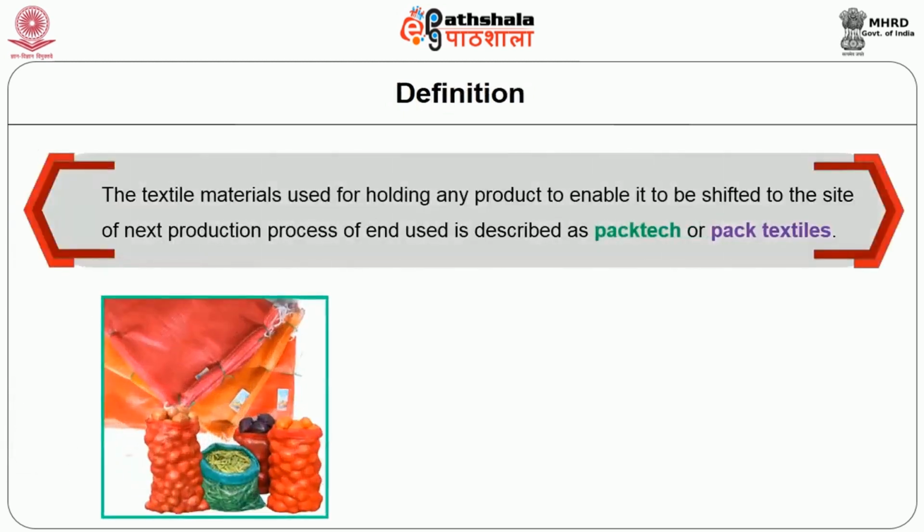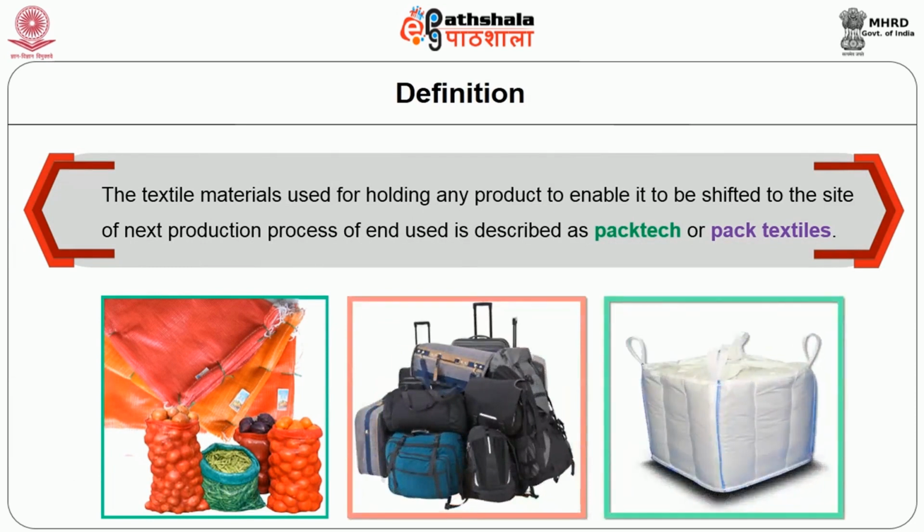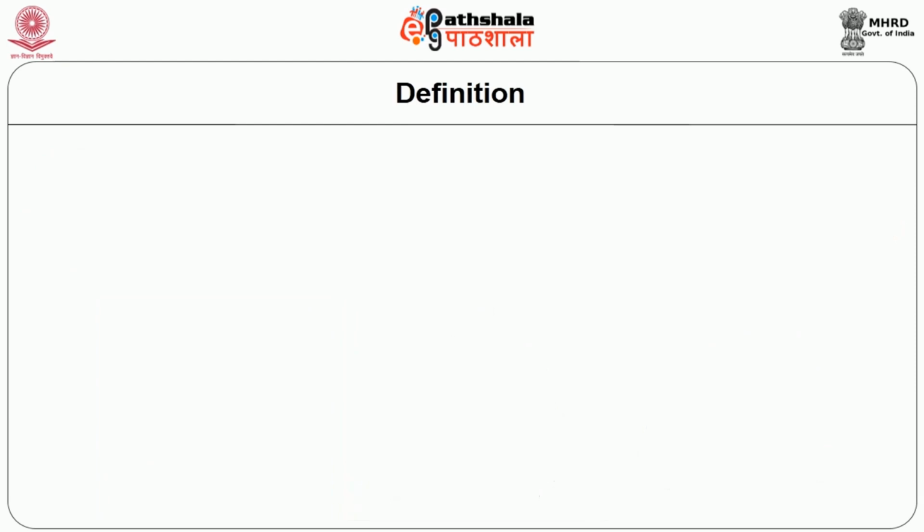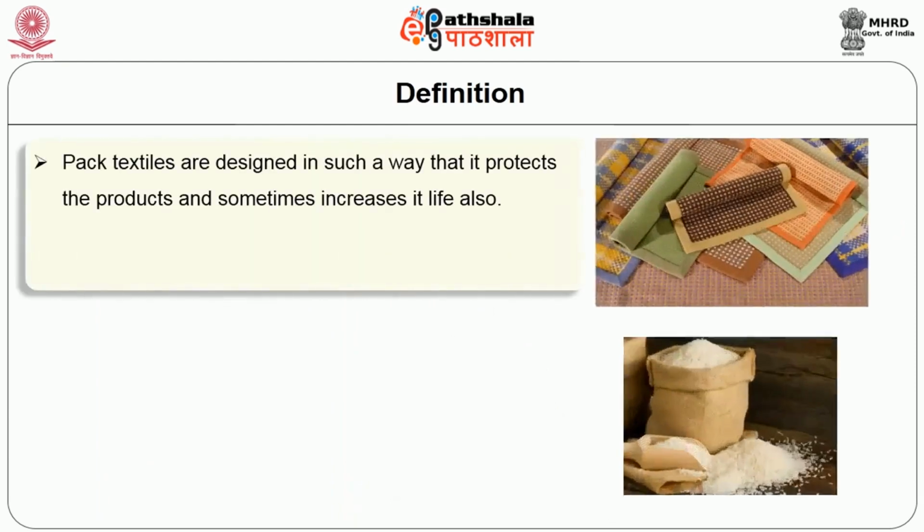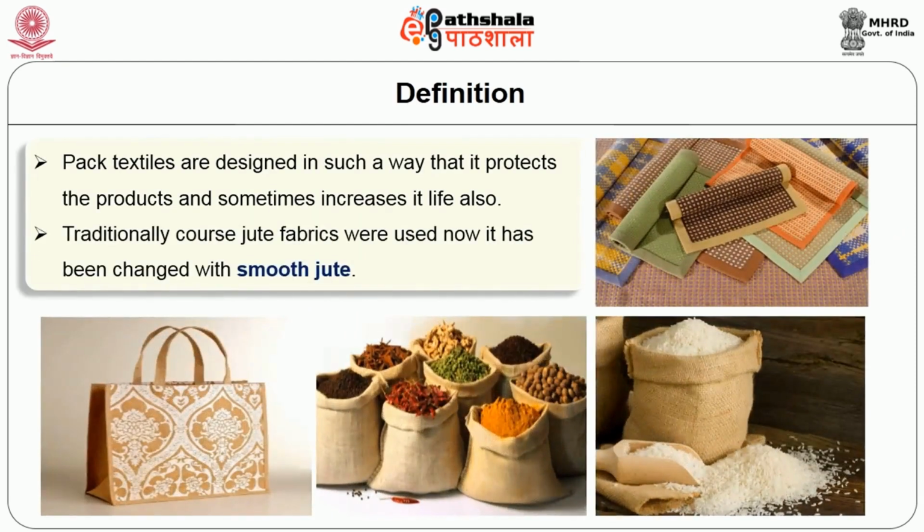The definition for pack textiles is the material used for holding any product to enable it to be shifted from the site of production or process to the end of consumers. This can also be described as packed textiles. It is designed in such a way that it protects the product and sometimes increases its life.